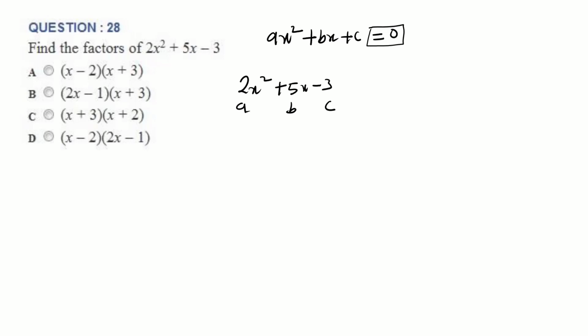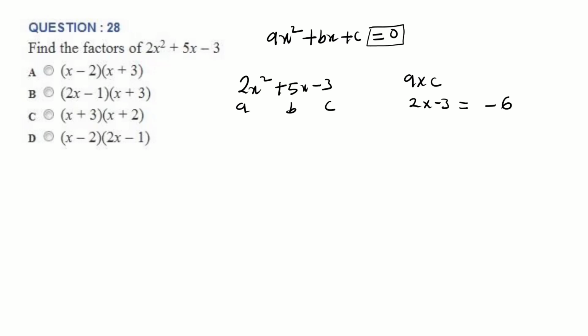So you take a and c, multiply the two of them, and write the answer somewhere. Here we have a multiplied by c, which is 2 multiplied by minus 3, and the answer is minus 6. Now we have to look for two numbers, m and n, which are factors of 6, such that adding them gives positive 5 and multiplying them gives negative 6.